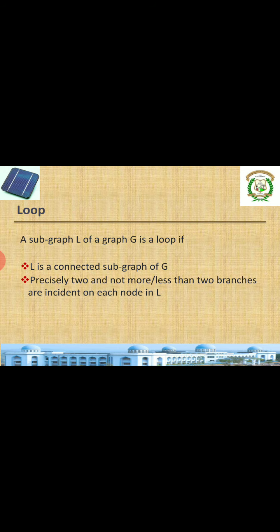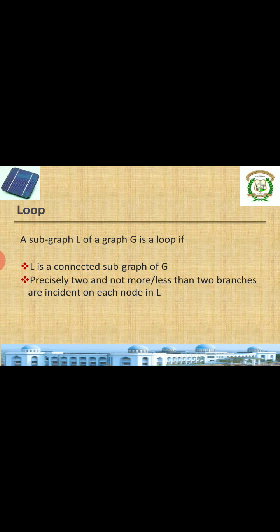and every branch of the subgraph is a branch of the graph. And what is a loop? A subgraph L of the graph G is called a loop if L is a connected subgraph of G, and precisely 2, not more or less than 2, branches are incident on each node in L. Meaning one loop has to contain only one link. The number of branches may be more than one, but one loop should contain only one link.